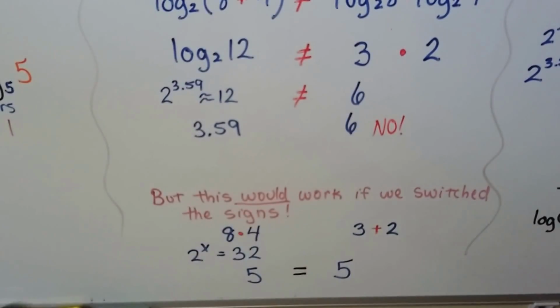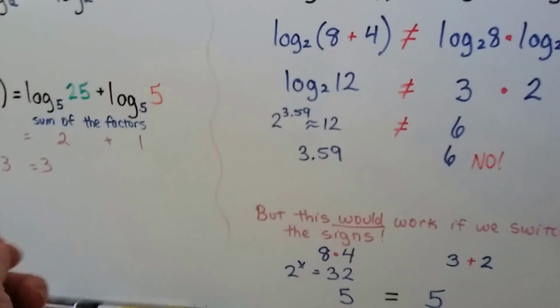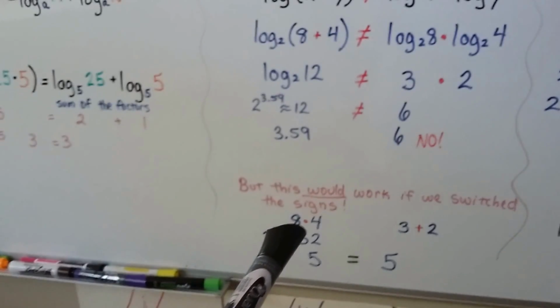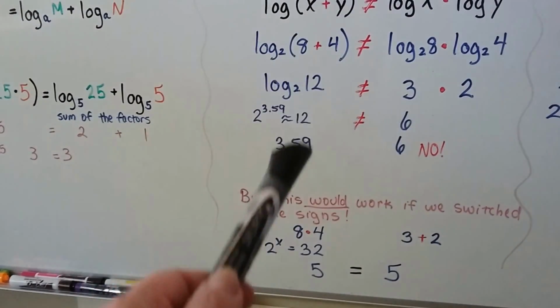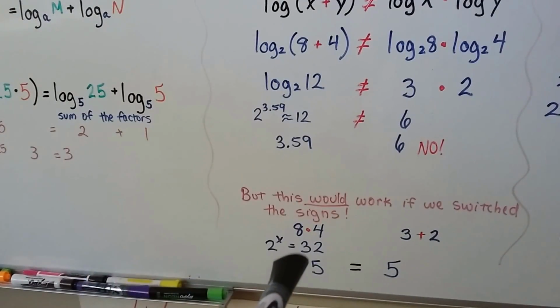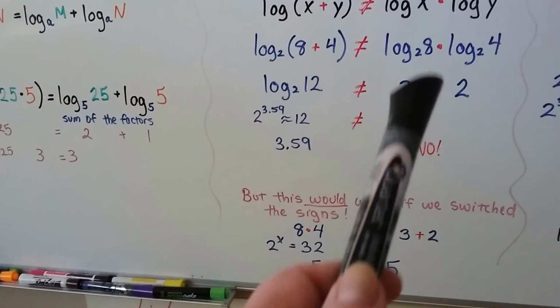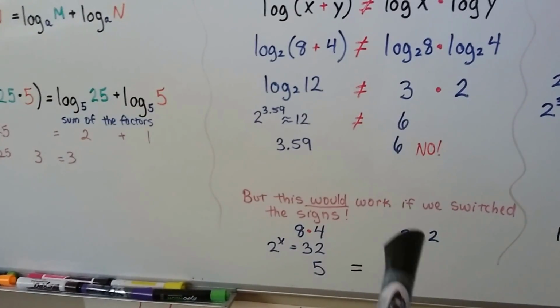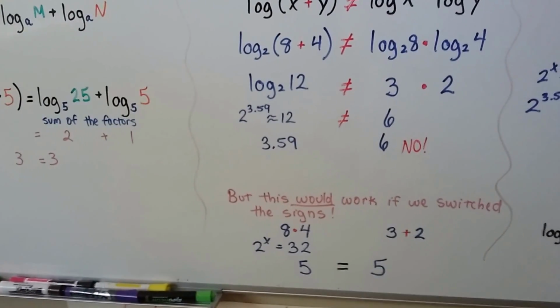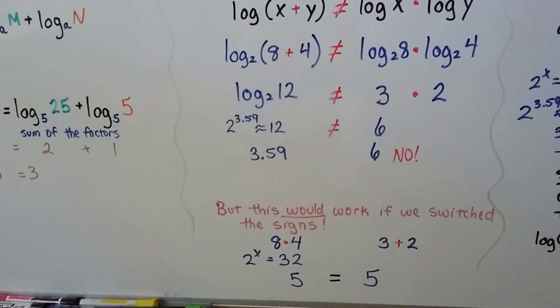Now, it would work if we switched the signs, like we did over here. If we put multiplication inside here and did 8 times 4, that would be a 32. 2 to the what power is 32? 5. And if we put the addition sign on this side, we would have 3 plus 2, which is a 5, and it would work. See?